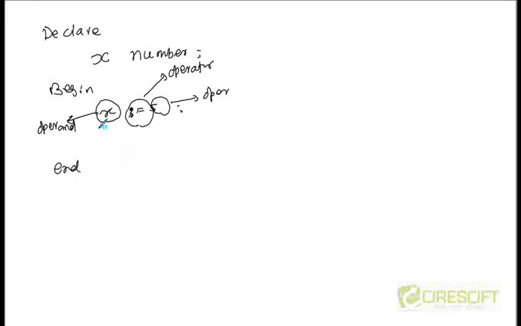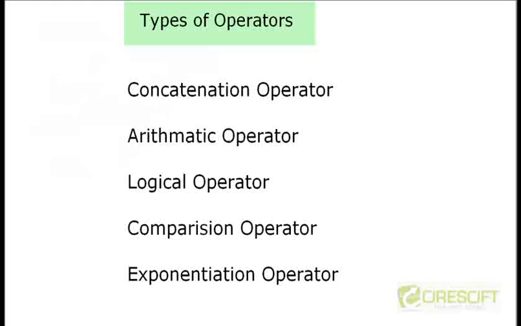Before we go on, let's discuss a couple of operators. There are 5 different types of operators that you see in PL SQL. Number one is concatenation, then arithmetic operator, logical operator, comparison operator, and exponential operator. I'm going to give an example of each of these operators.